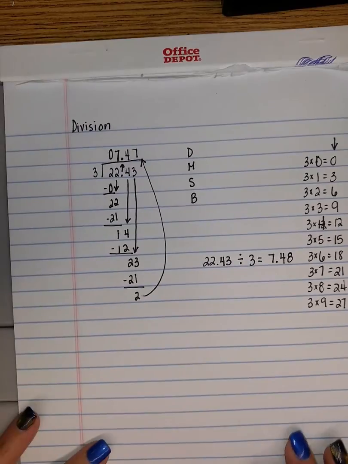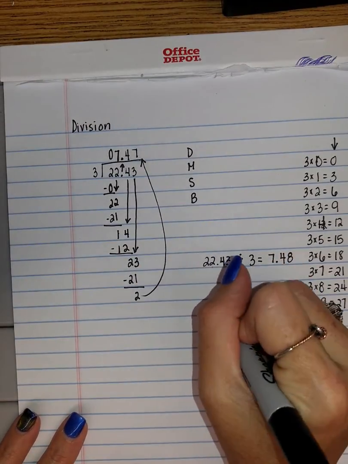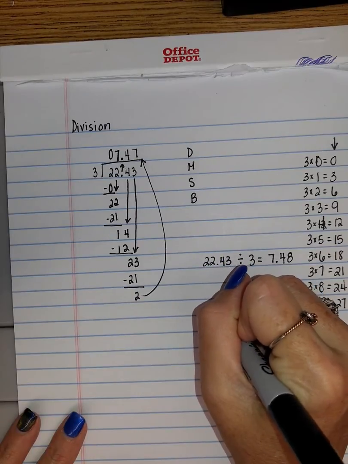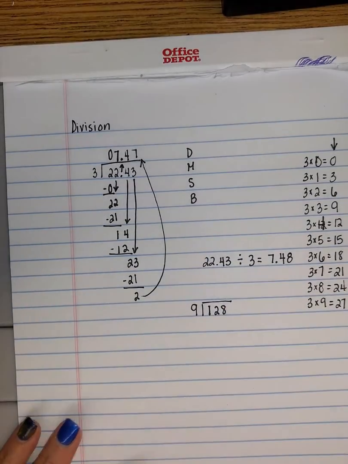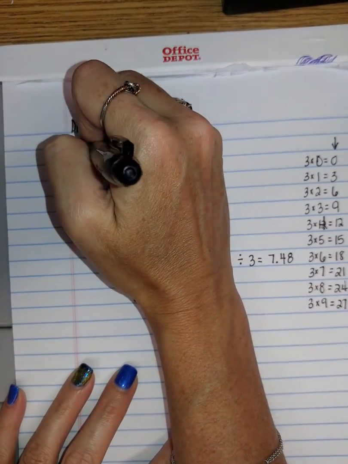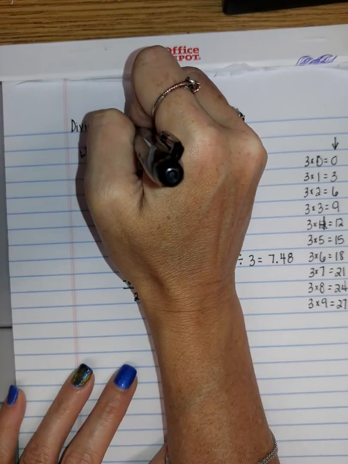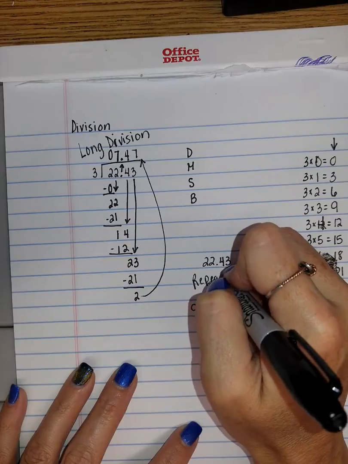Now let me talk about repeated subtraction. So let me do 128 divided by 9. With repeated subtraction, what I do is I repeatedly subtract. Let me label this. This one's going to be long division or standard division. And this is going to be repeated subtraction.